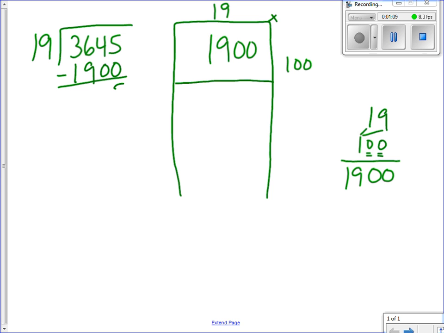5 minus 0 is 5. 4 minus 0 is 4. I have to borrow here. So 16 minus 9 is 7, and 2 minus 1 is 1. So I have 1,745. Well, I can't use 100 again because, as you can see, 1900 is greater than 1,745. So I'm going to use 50.